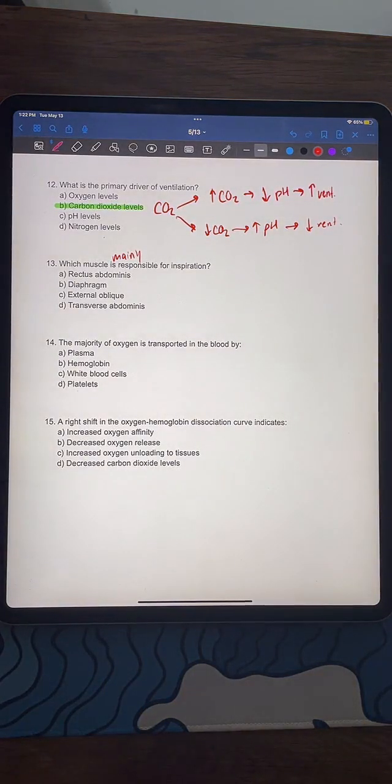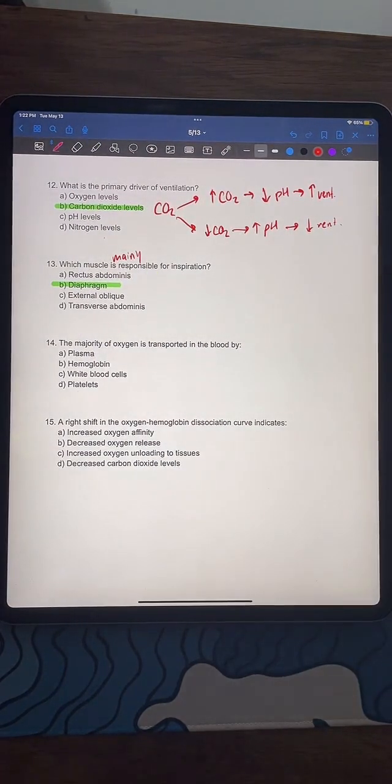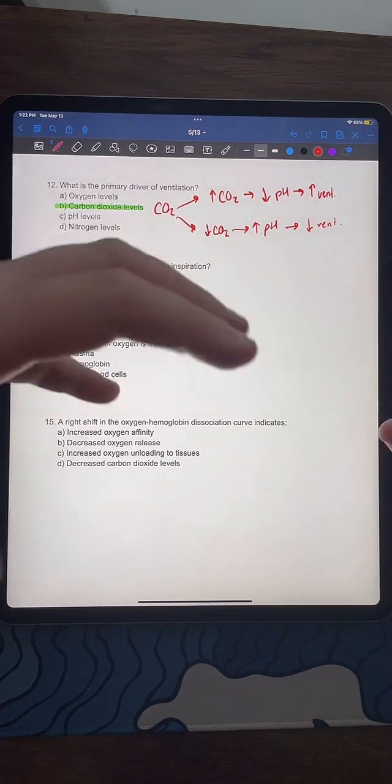But anyway, the answer is B. It is the diaphragm. The diaphragm contracts to increase our lung volume. This allows air to flow in.